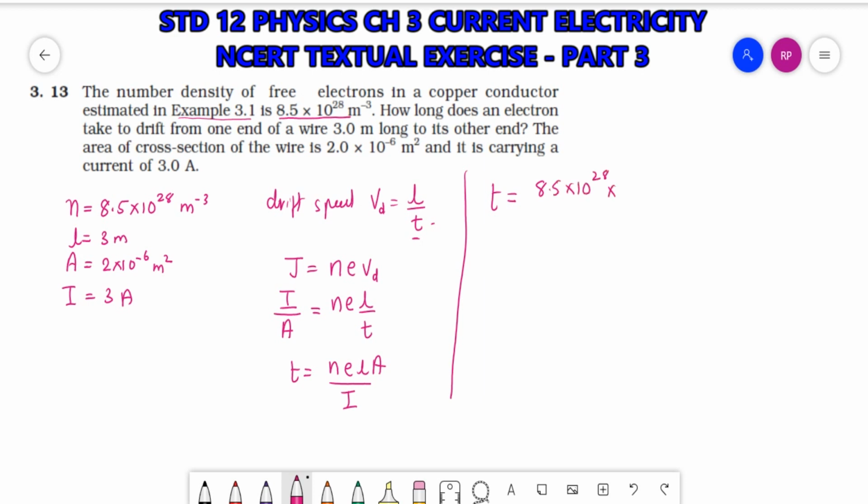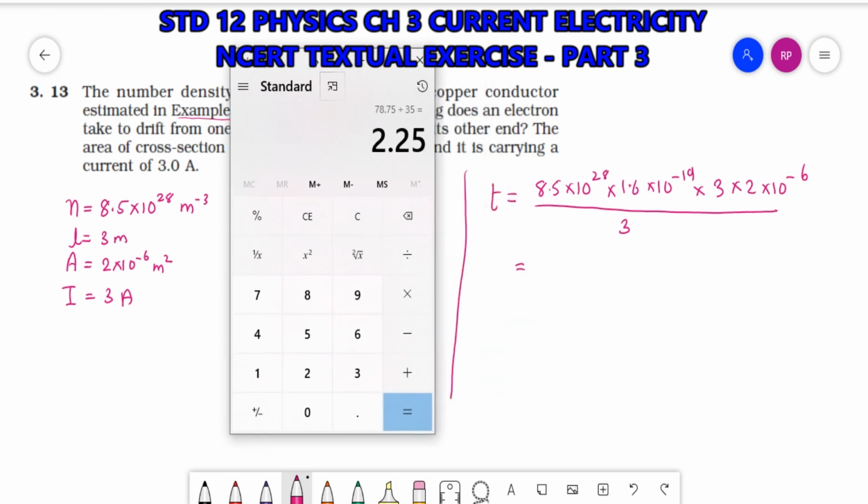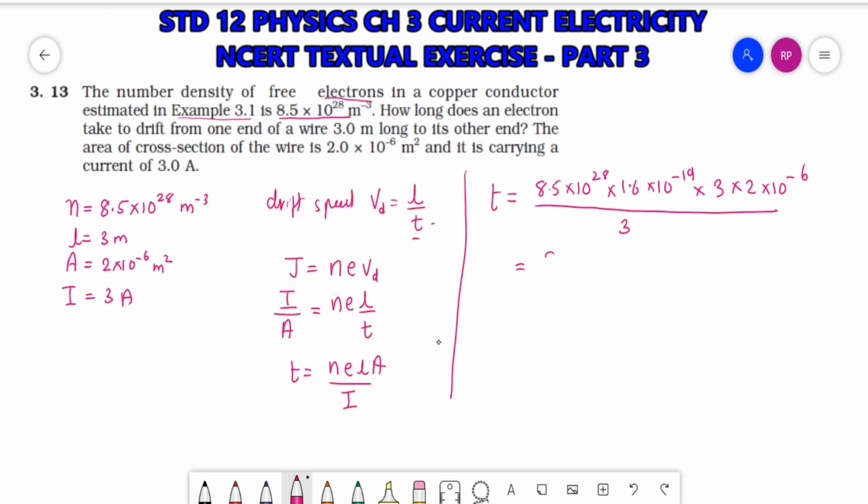Putting down the values: number density 8.5 into 10 raised to 28, e, the charge of the electron, 1.6 into 10 raised to minus 19, L length is given as 3 meter, cross section area 2 into 10 raised to minus 6, and current is 3 ampere. Let's calculate it. 8.5 into 1.6 into 3 into 2 is equal to 81.6.